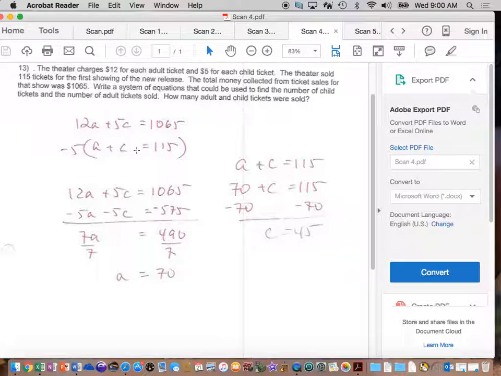Now, the reason this is so easy is because I only have to multiply one of the two to get them to match. So I distribute a -5, and then I get 7 A's is 490, so A is 70. And then I go back to this equation, and I get C is equal to 45. So the hardest part is remembering about the A plus C is 115.